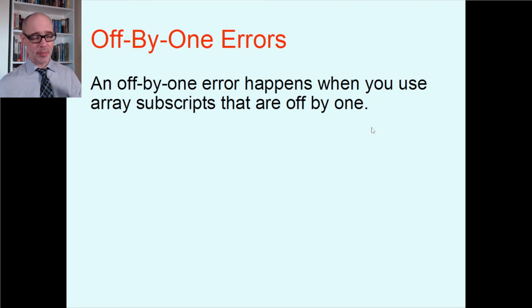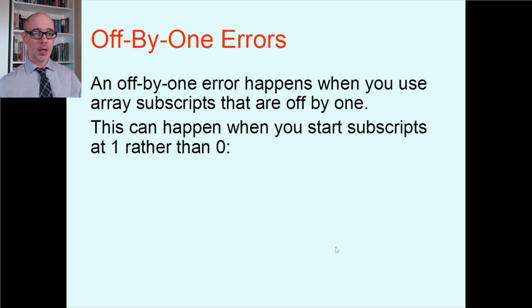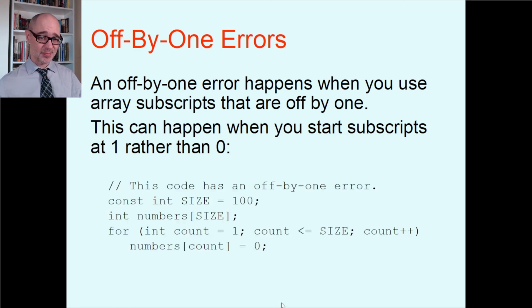Remember, if I make an array size 10, the array starts at 0 and it ends at 9. And it's very possible for beginning programmers to forget that, and just being off by 1, buffer overflow, huge catastrophe, frankly. So this can happen when you start subscripts at 1 instead of 0. Here's a slice of code here. It almost looks correct. It looks so close to what we normally do.